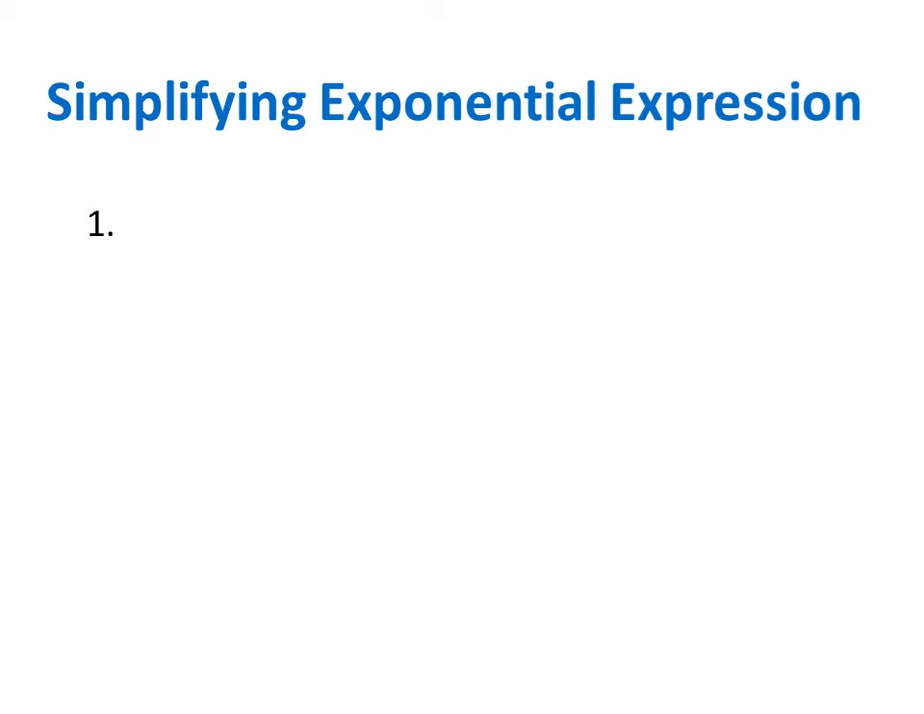Let's try to simplify some exponential expressions using the laws of exponents. First, let's say we have 3x squared times the expression 2 times x to the 5. First, let's multiply the numbers. 3 times 2 is 6. Now, x squared and x to the 5 have the same base, that is x, so we write x. And then we have to add the exponents 2 and 5. So 2 plus 5, that is 7.